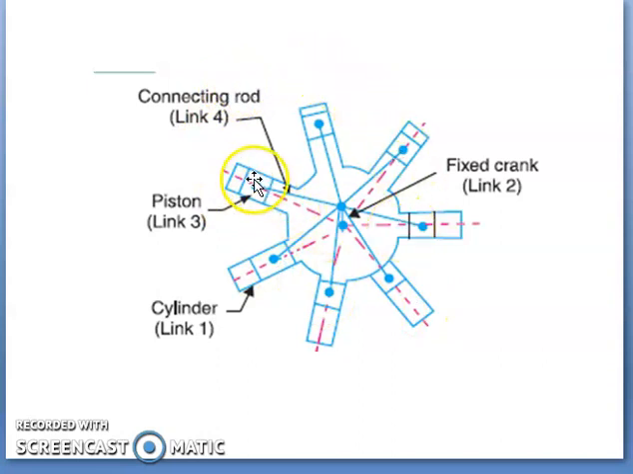Here you have link 3 given a rod in the connecting here. Link 4 is acting as the connecting rod actually. So if it is given a rotary motion, the piston also will slide inside the cylinder. At the same time, the cylinder will also start to rotate.